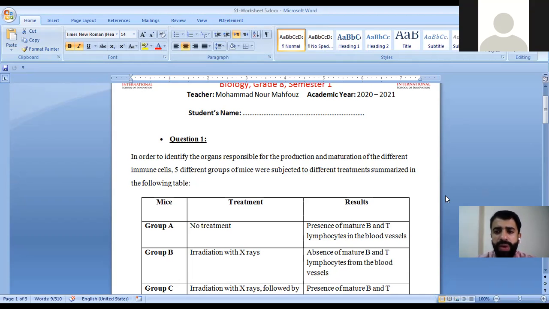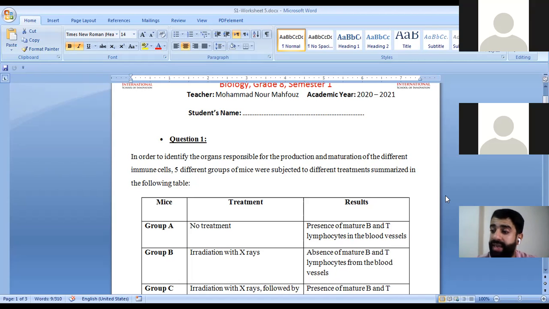Yes, Hadil, what do you think? What is the role of the bone marrow? Production of all immune cells. Excellent. Production of B and T lymphocytes. Excellent. And matures only B. So you have to know this. Bone marrow is responsible for the production of the immune cells, B and T, but it only matures B lymphocytes. That's why we said the last time, B bone marrow.